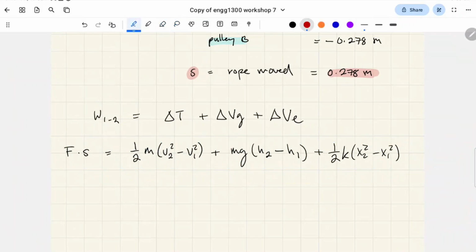Okay, so let's look at these things one by one. The force was given to us in the question, and that was 200 newtons. We want to keep everything in terms of newtons, meters, and joules, right? So standard SI units.